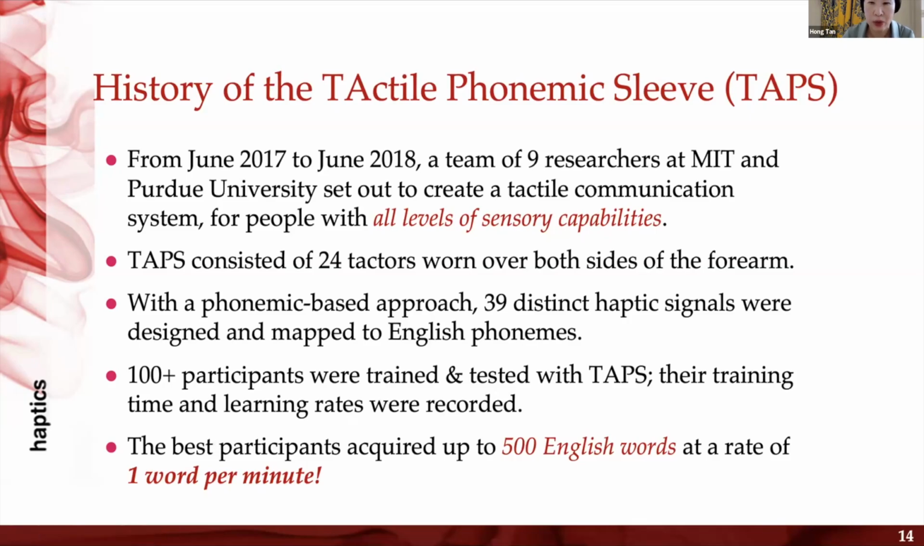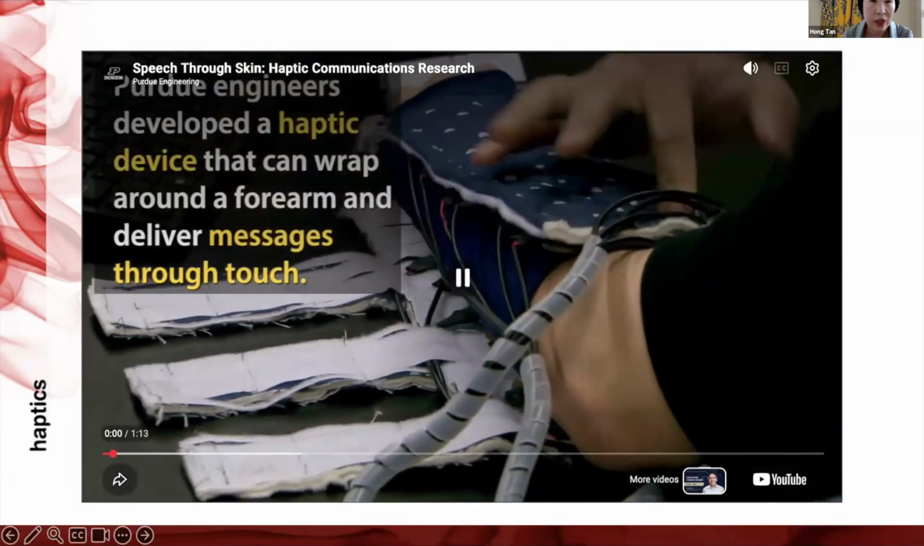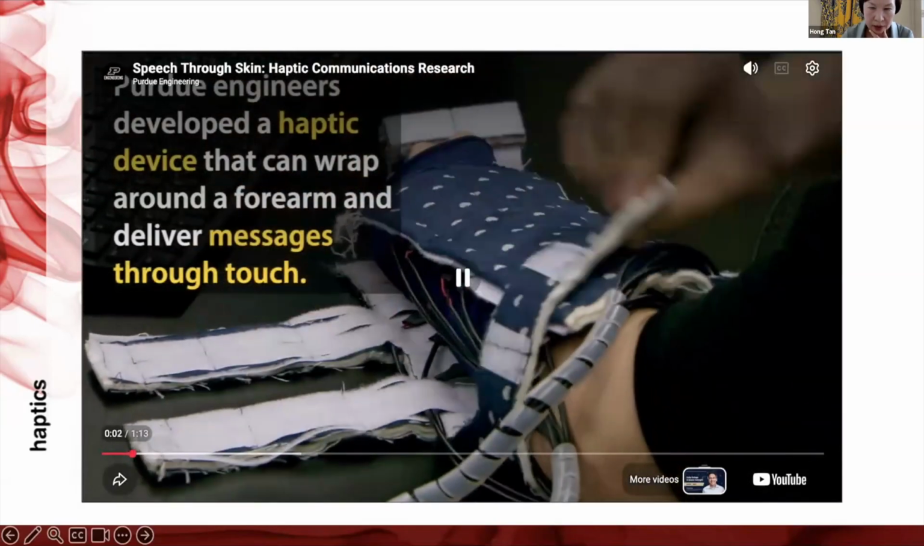So I'm going to show you a plot before the end to show you how much they can learn in 500 minutes. Okay. Now, let me show a video first to show you what the device looks like.